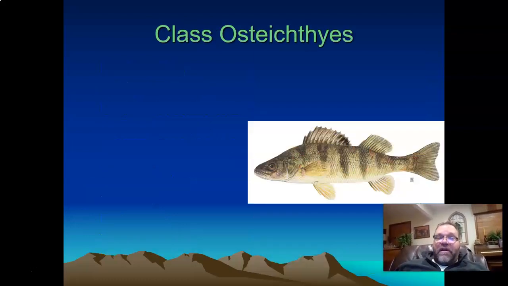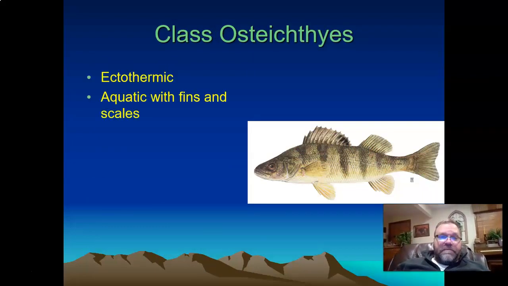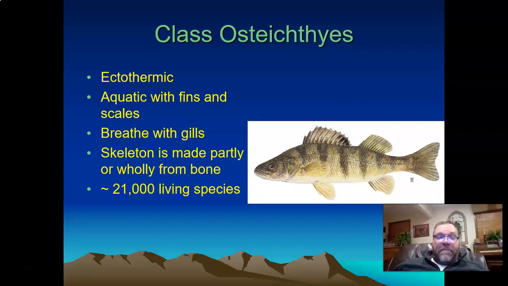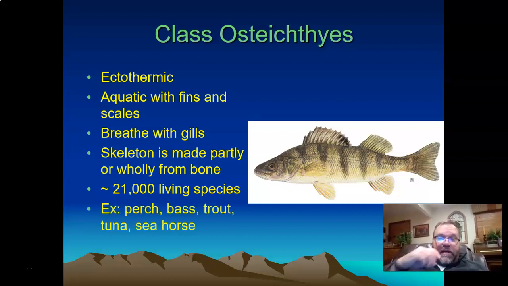Osteichthyes. Okay, here's the thing. These are bony fish. They are cold-blooded, aquatic with fins and scales. They breathe with gills. Skeleton is made partially or wholly from bone. There are about 21,000 living species. Notice that for mammals, we only had about 4,000 living species. So there's a whole lot more, almost 6 times as many species of fish as there are of mammals. And they include things like perch, bass, trout, tuna, and seahorse.